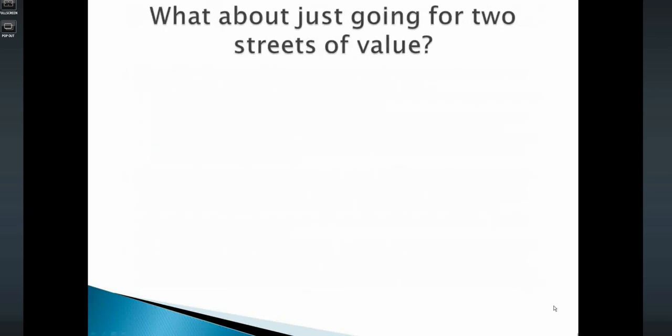So now we come to a slide which explains one of my biggest aha moments that I've had in somewhat recent time, which is: what about just going for 2 streets of value?